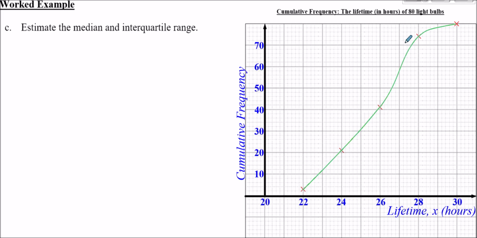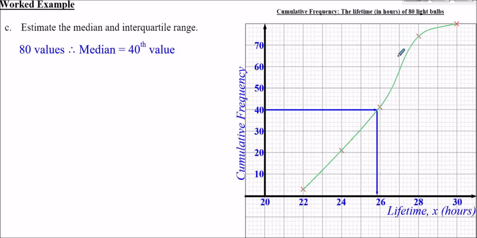So part C says to estimate the median and interquartile range. So if we've got 80 values, that says that the median has to be halfway along. Half of 80 is 40, so the median is going to be the 40th value. So the 40th value is going to be reading off at 40, then going down. By the way it looks to me, my estimate for the median would be about 25.8.